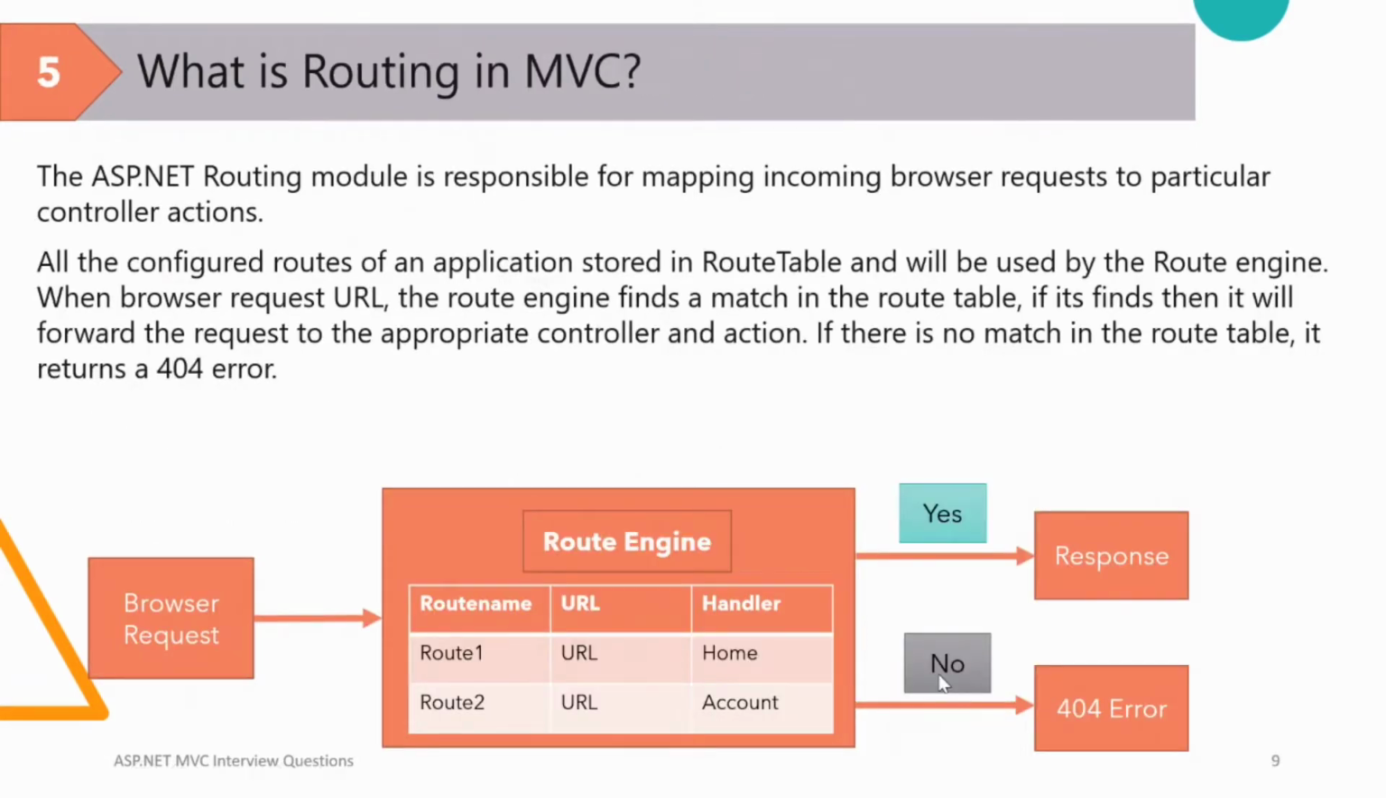Next, what is routing in MVC? The ASP.NET routing model is responsible for mapping an incoming browser request to a particular controller action method. All the configured routes of the application are stored in the route table and used by the route engine. When a user requests a URL in the browser, the route engine finds a match in the route table. If it finds one, it forwards the request to the appropriate controller and action method. If there is no match in the route table, it returns a 404 error to the user.